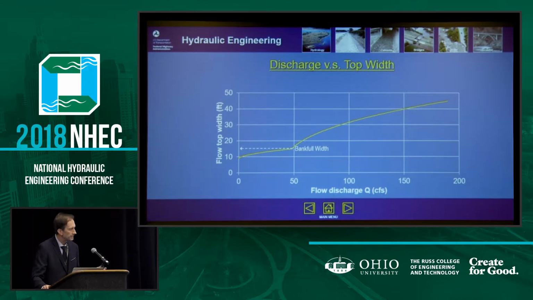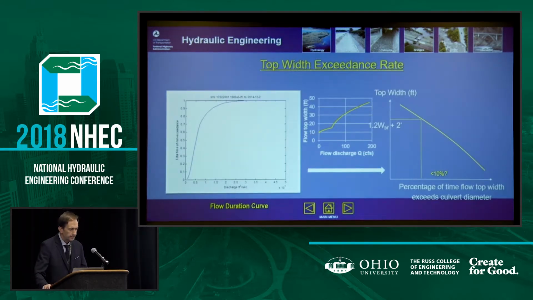The next step is to associate a time exceedance probability to that top width. So this shows here the discharge and top width line chart. And if we now take the flow duration and that top width versus discharge curve and merge them, we can actually determine the percentage of time exceedance of that top width. So we were very fortunate to work with Washington DOT, and Julie sent us some valuable data, and we wanted to test how this concept works.